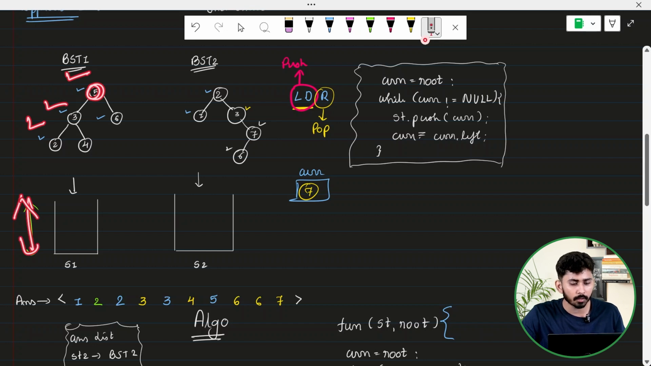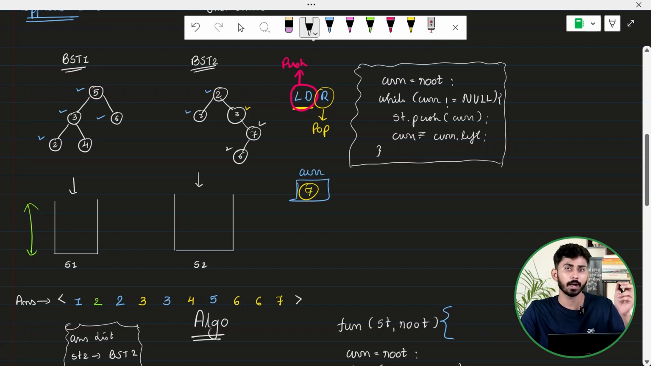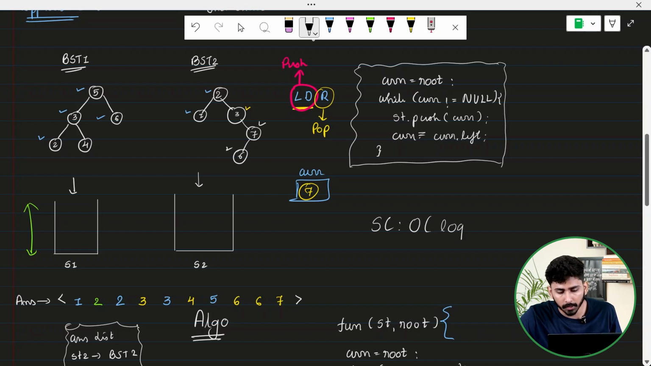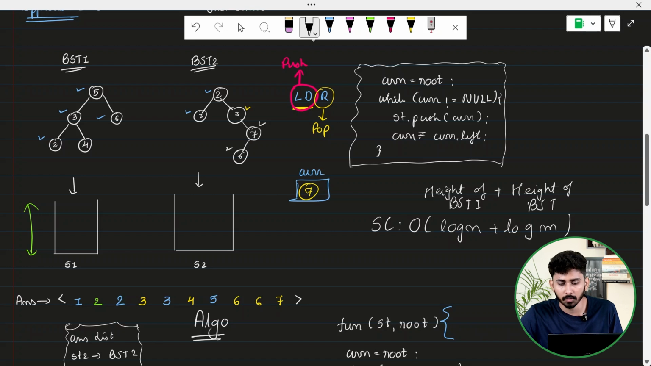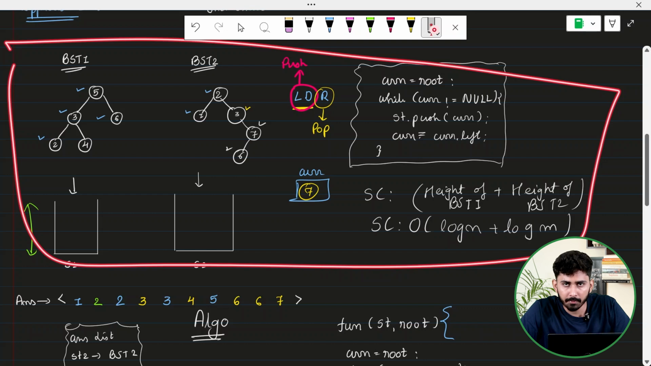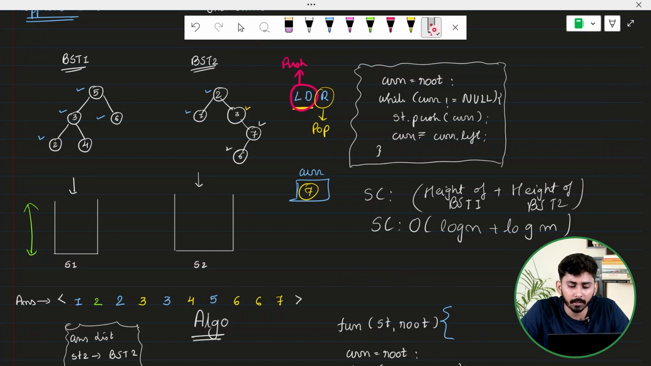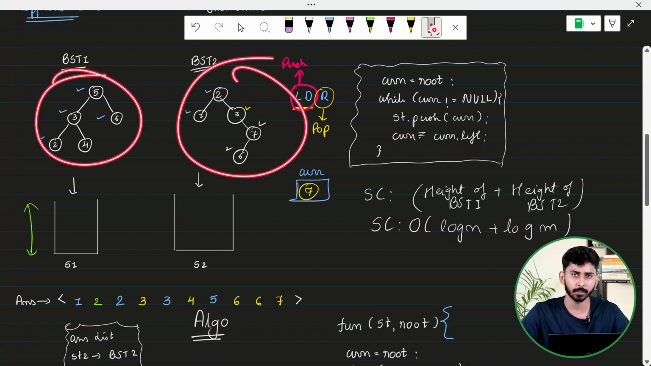So at any instance, if you look, the size of this S1 will not be greater than the height of the subtree. Okay, so the extra space that you are utilizing over here is equivalent to log n, that is the height of this BST1, plus log m, that is the height of our BST2. So I'll write down height of BST1 plus height of BST2. This is the expected approach that has been mentioned inside our question. Here we are not utilizing order of n plus m space. We have height of BST1 plus height of BST2 as our space complexity, and the time complexity is order of n plus m. Obviously, you need to iterate over all the elements in order to merge them.